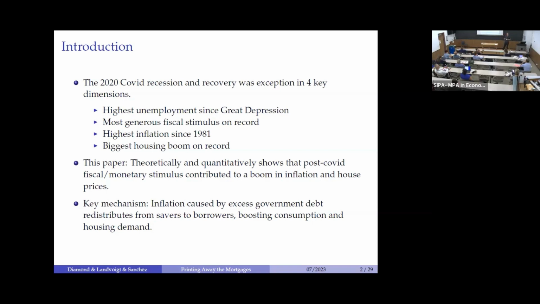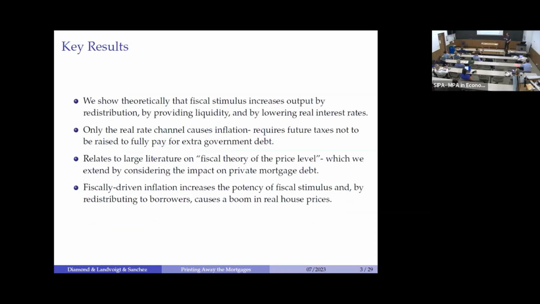because these are nominal contracts, so inflation will affect the real value that somebody owes somebody else, which is going to lead to a boost in consumption and housing demand, replicating both the rapid recovery from the crisis, as well as the fact that you get a boom in house prices afterwards, because the credit-constrained borrowers now are effectively wealthier because, as the title says, their mortgage has been printed away by policy.